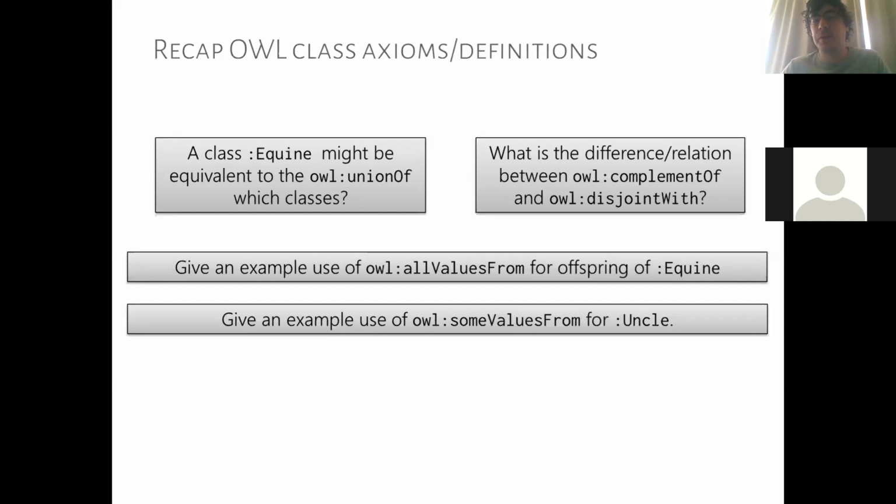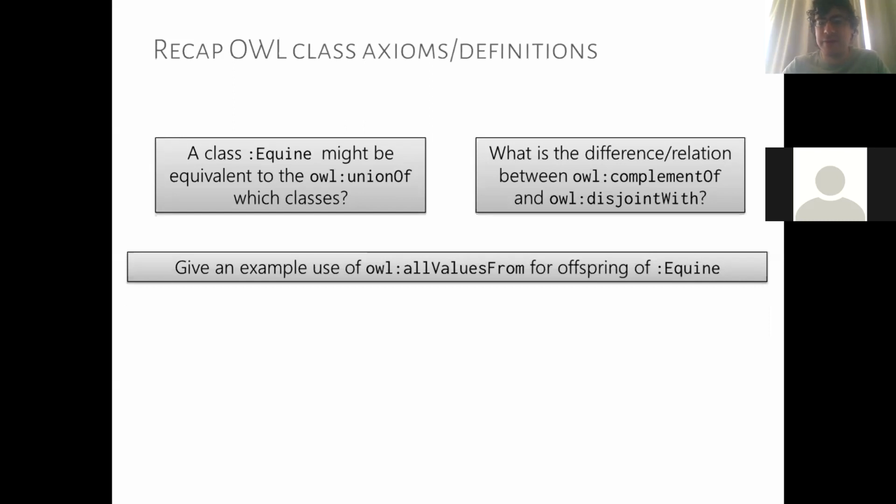So we could say, in this case, sorry, let me return here briefly and say that when we use the equine and we say that it has all values from equine on property offspring, what we should define is that it's a subclass. Because otherwise, if something doesn't have any offspring, it would be inferred to be equine if we used equivalent class. So in this case, we would say equine is a subclass of the class of things that have all values from equine on the property offspring.